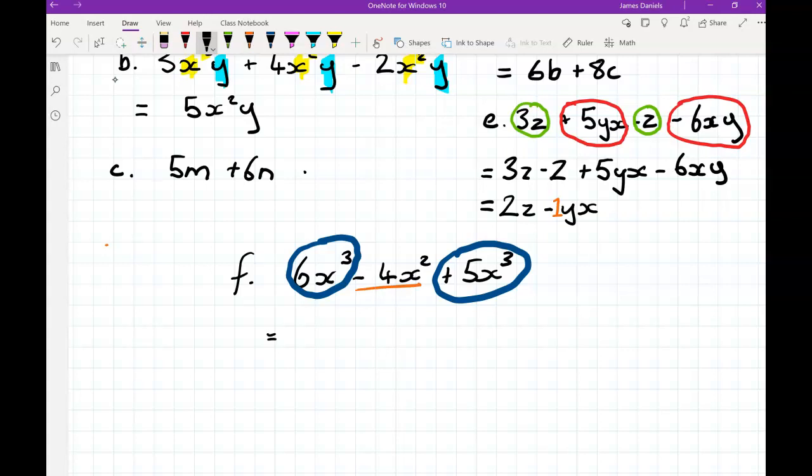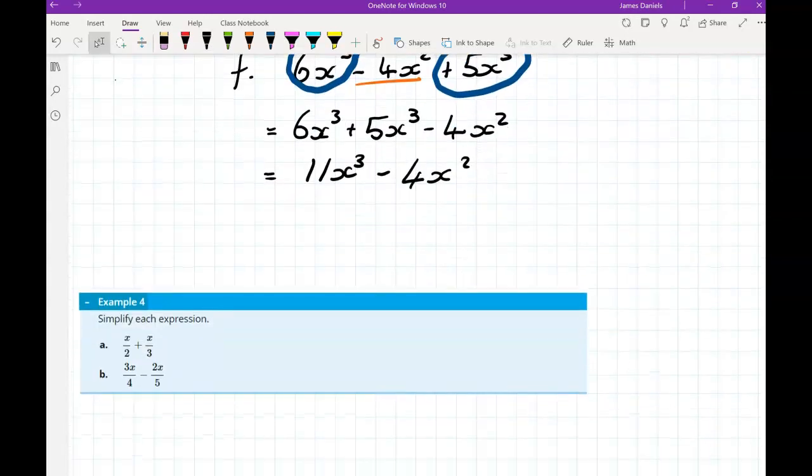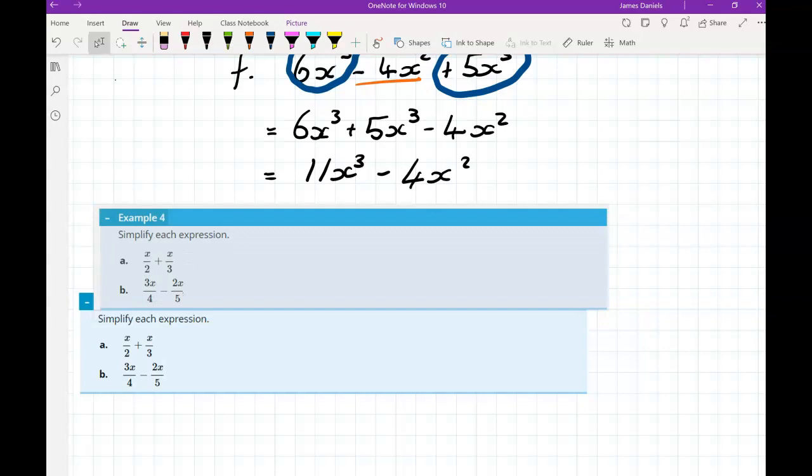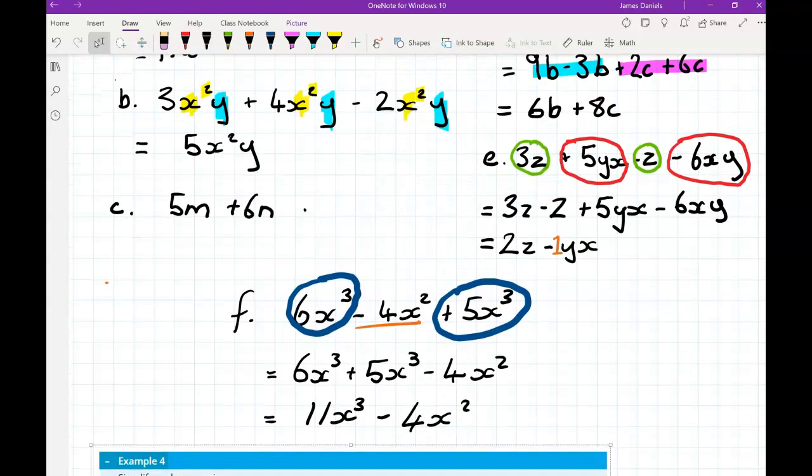I'm going to rewrite it. 6x cubed plus 5x cubed minus 4x squared. Adding these together, 6 and plus 5 is 11x cubed. They're like terms, so I can add and subtract, but I cannot add and subtract the final x squared here, and that's the final result. So just in those ones, make sure that you're being cautious of your negatives. Up here with the green and red one, notice that I circled the operation in front.